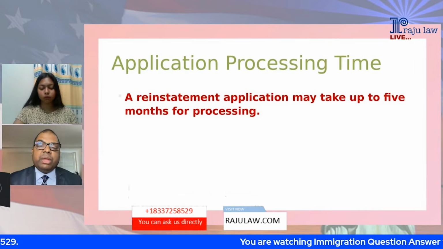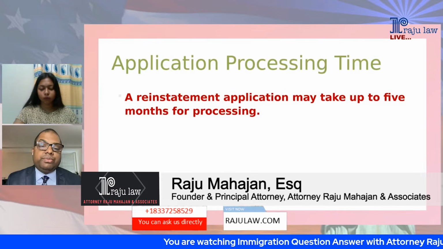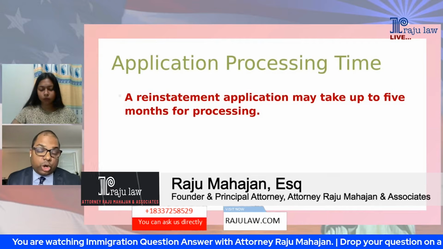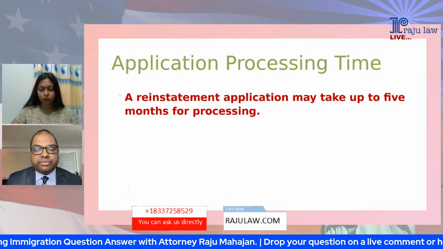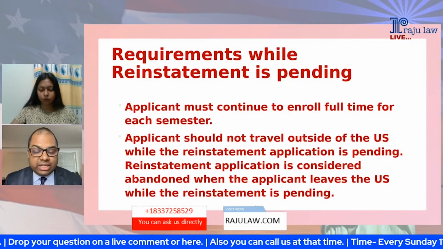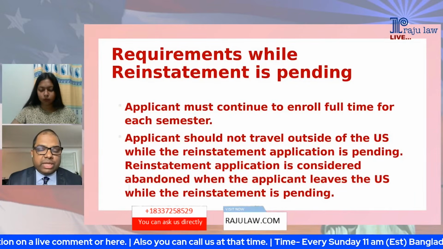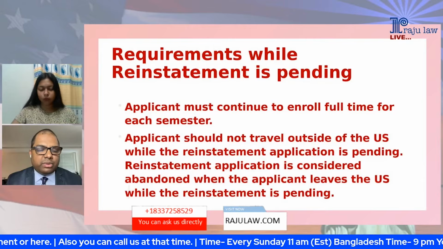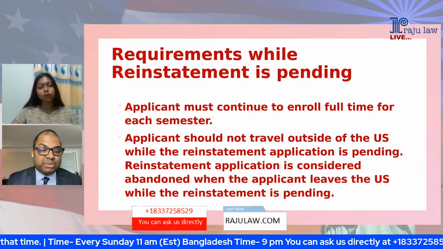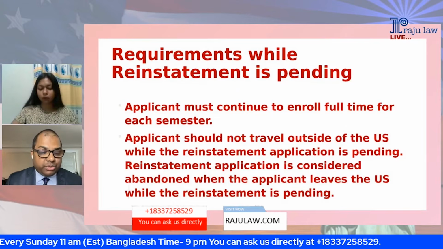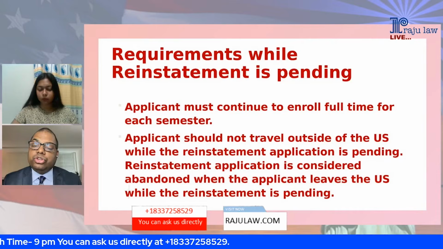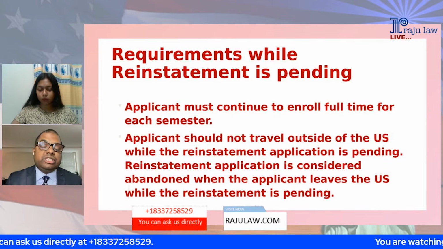Application processing time: a reinstatement application may take up to 5 months for processing. Sometimes it takes a little longer, sometimes shorter, but usually it takes about 5 months. Requirements while reinstatement is pending: a lot of people make a mistake in this area, because once they submit their application, they feel like, oh, we're done. Just because I submitted the reinstatement, my reinstatement application has been approved. That's not true. It is not approved until it is approved, and while it is pending, the applicant must continue to enroll full time for each semester.